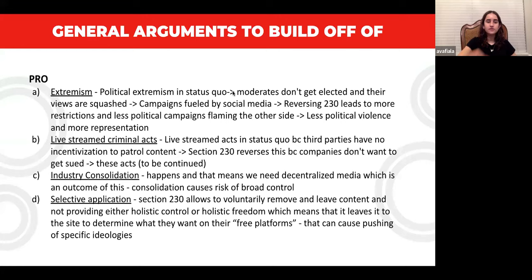Okay, so here's some general arguments to build off. We don't go as in depth as we did with all the other arguments, but these are some ideas that you can take and run. So the first one was just extremism.